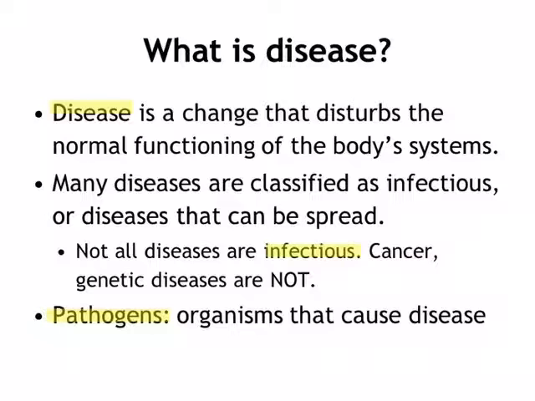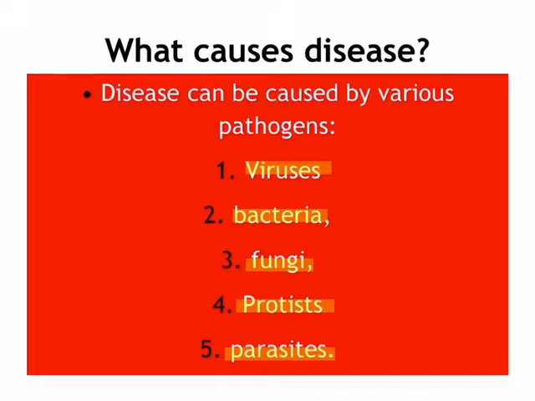However, not every disease is infectious. Last year in 7th grade, we talked about genetic diseases and you guys did presentations on them. Those are not infectious, they're inherited. And then, of course, pathogens are things that cause infectious diseases. This video is going to cover the 5 different types of pathogens that lead to infectious diseases. They are viruses, bacteria, fungi, protists, and parasites. Hopefully some of these words are looking familiar from last year.